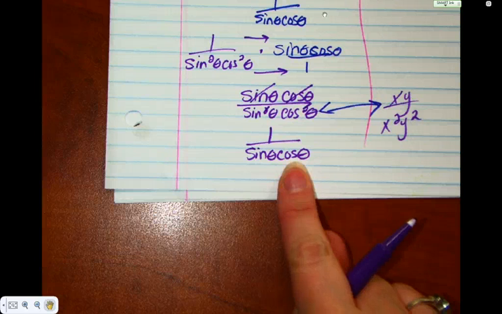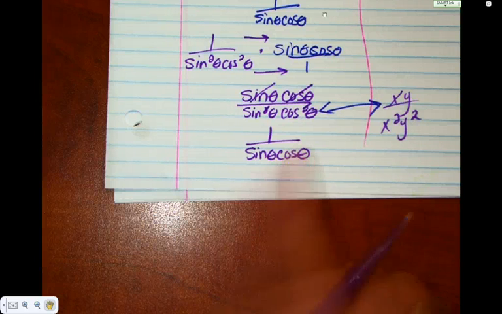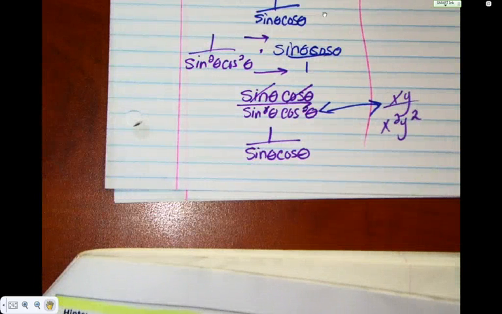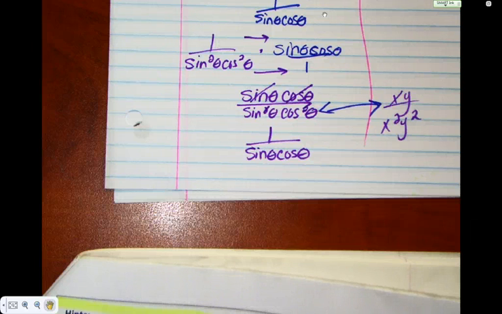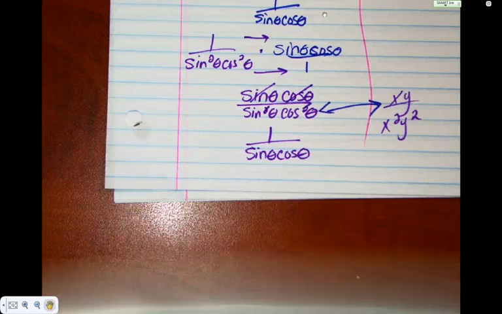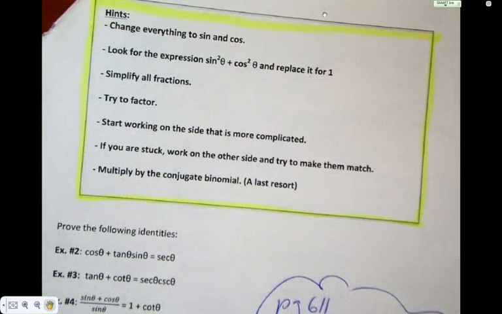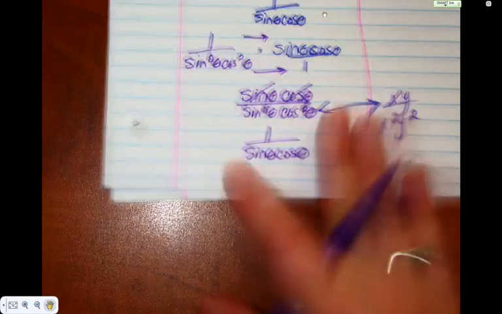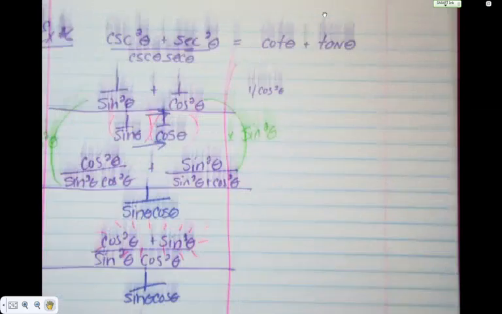So is this as far as we can go with our fractions? Yes, one numerator, one denominator. Try to factor. Okay, can I factor anything? So usually to factor, we need something to be squared. If there's no square, it's probably not factorable. Try working on the side that's more complicated. We did that. Okay, now we're stuck, so we're going to work on the other side. Okay, so let's go to our right-hand side.